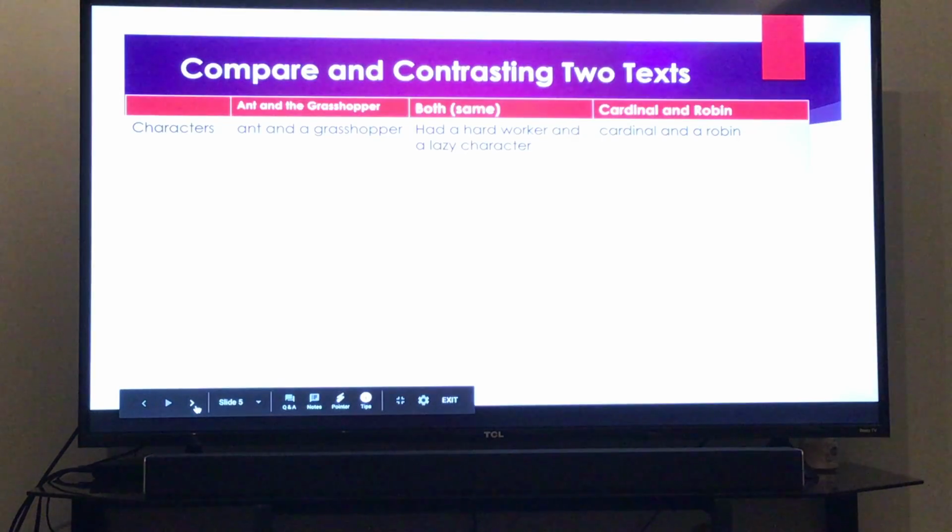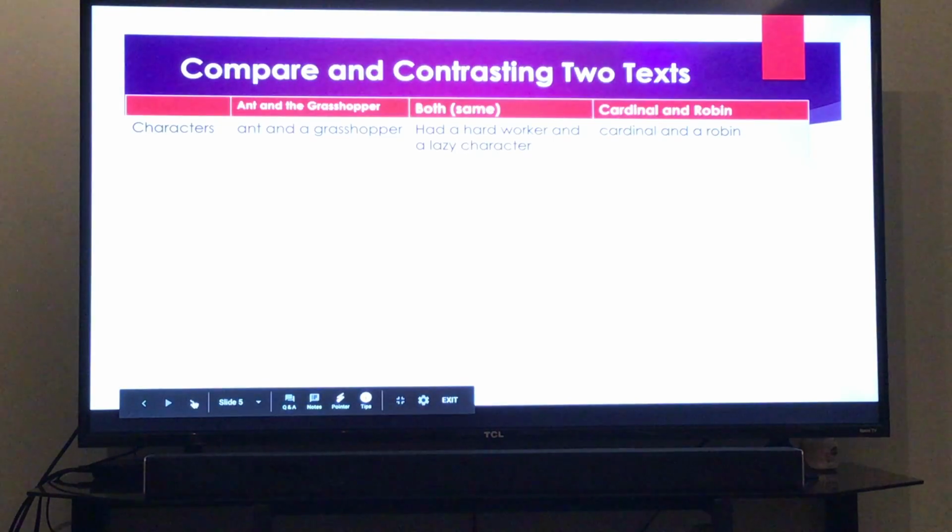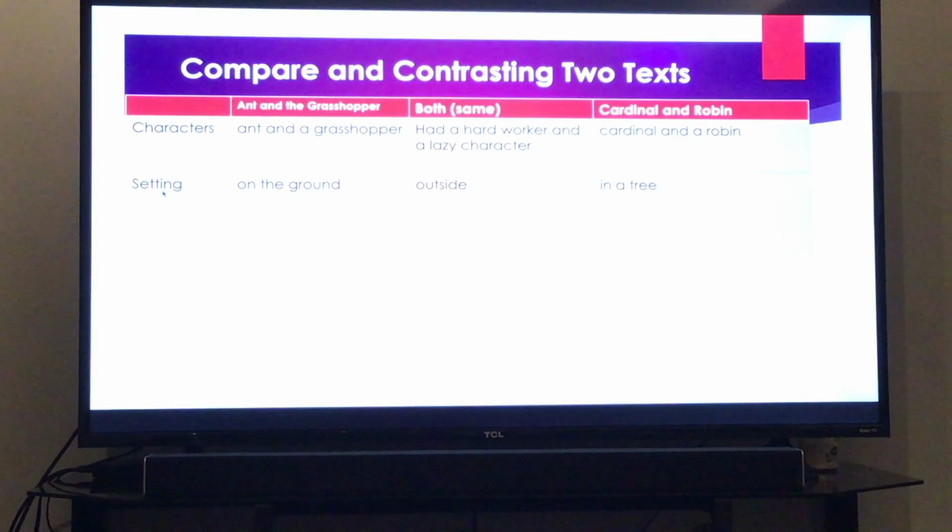Next, we're going to talk about the setting, where the story took place. The setting for Ant and the Grasshopper is on the ground. The ant was collecting food on the ground. Cardinal and Robin were building a nest.